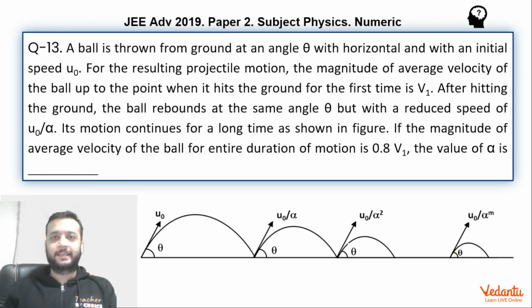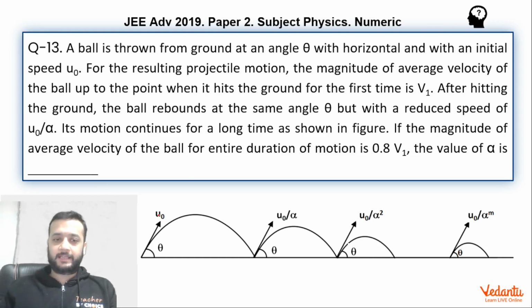Hi dear students. Let's see this question that came in JEE Advanced Paper 2 Physics in the year 2019. One of the easiest questions in the whole paper. This was from the topic of kinematics and was based on numeric type marking scheme. Most of the students would have done this question quite comfortably. So let's see what's happening over here.